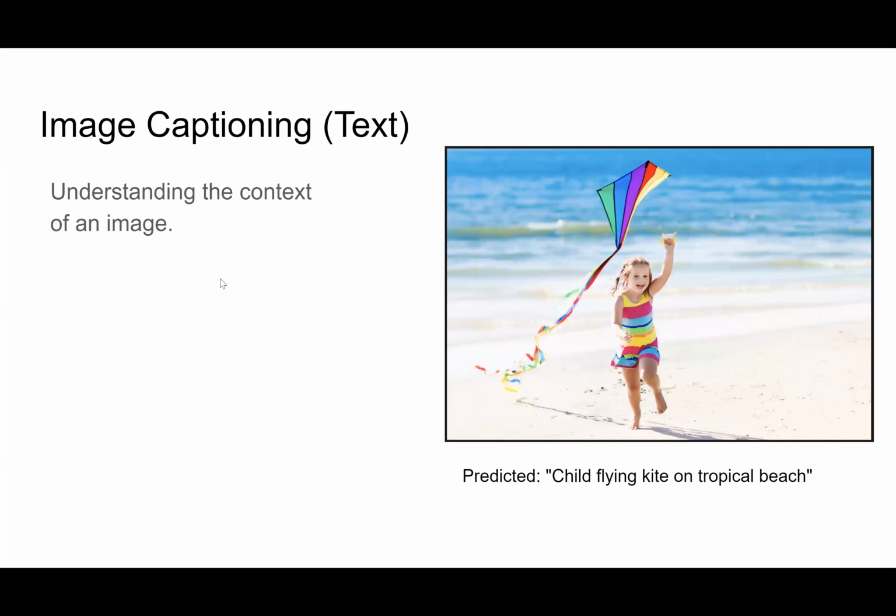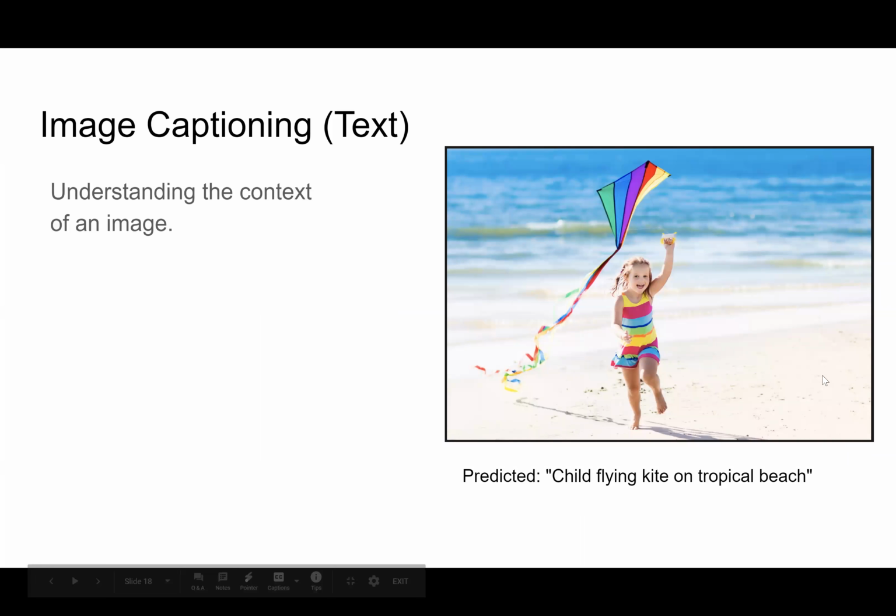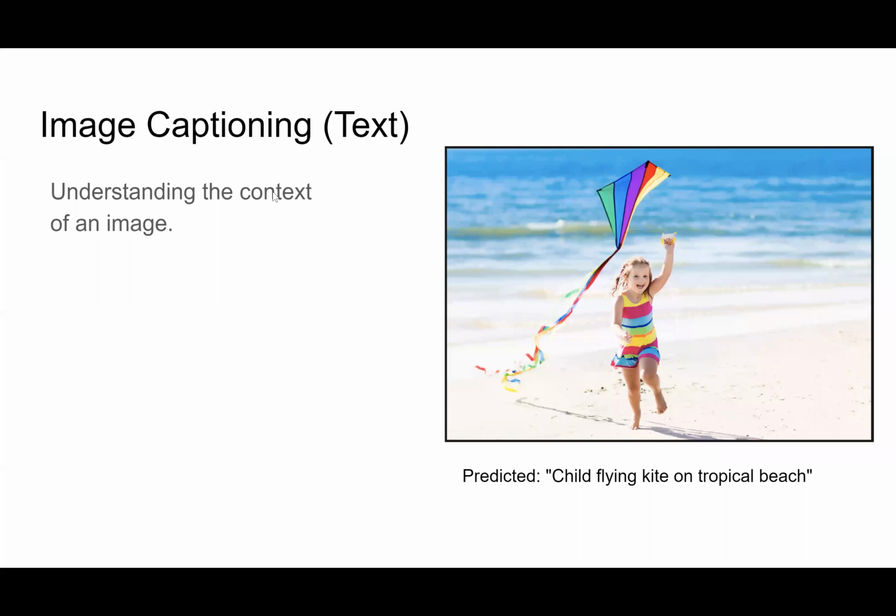Image captioning with text. You can caption an image to describe what's going on in it, and there are ways of training a computer vision algorithm mixed with some other things to have a kind of context awareness prediction. So instead of just saying kite, girl, beach, it actually has some context awareness where it says the girl would be on the beach and they would be flying the kite, which is, I think, really cool.